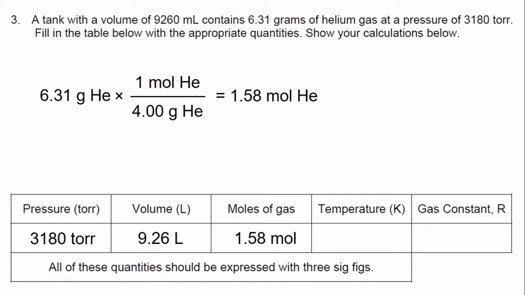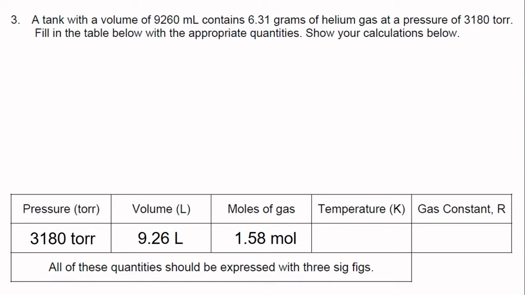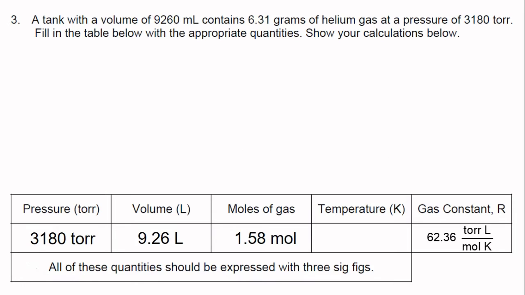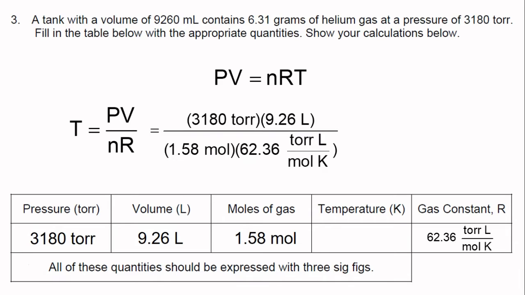The pressure is in torr, so when we use the ideal gas law, we'll use 62.36 for the value of the ideal gas constant because it has units of torr. So PV equals nRT. We're solving for temperature. So temperature equals pressure times volume divided by the product of number of moles times the gas constant. Plugging in all those values and rounding off our answer to 3 significant figures, we get 299 Kelvin. All right, let's go to the next problem, number 4.